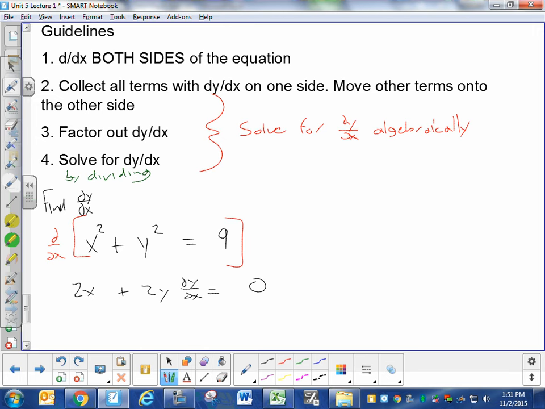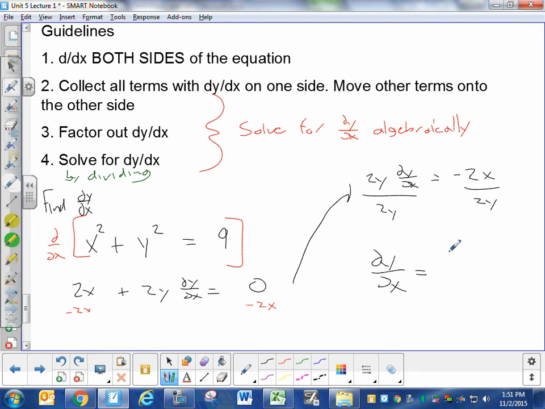Now the rest is just solving for dy dx. How are you going to solve? We got to isolate it. We're going to move the 2x first by subtracting it. We'll keep the 2y on that side with the dy dx. Then I can just simply divide by 2y. I can simplify the 2's, and I get dy dx equals negative x over y.